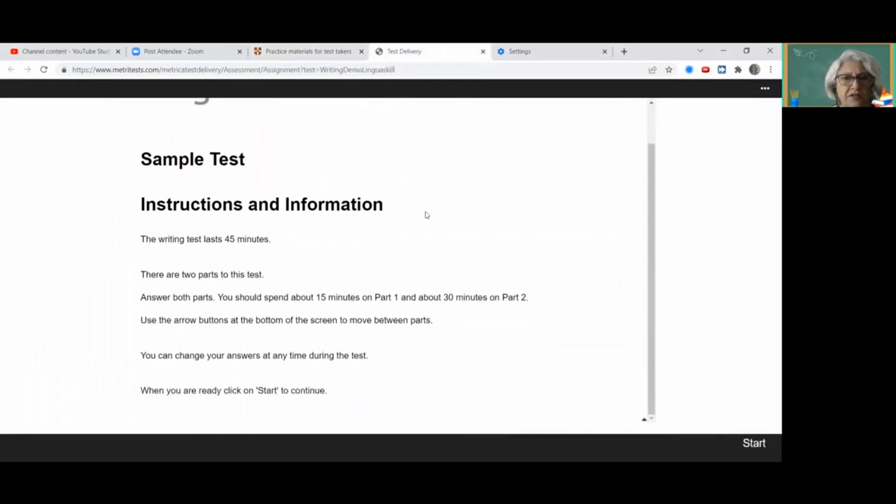Sample test, instructions and information. The writing tests last 45 minutes. Okay, there are 2 parts. Answer both parts. You should spend about 15 minutes on part 1 and about 30 minutes on part 2. Use the arrow buttons at the bottom of the screen to move between parts. That means you can go from one to the next and again to the next. You can change your answers at any time during the assessment, during the test. When you're ready, click on start. Okay, let's click on start.